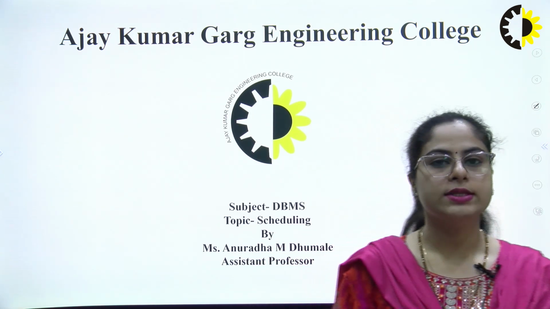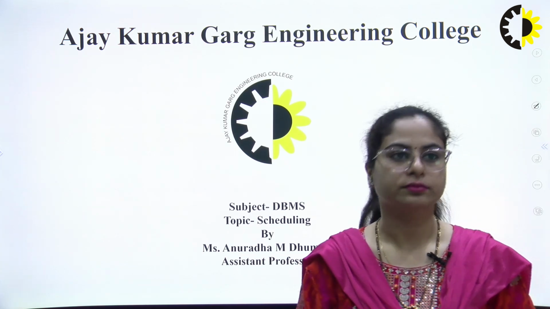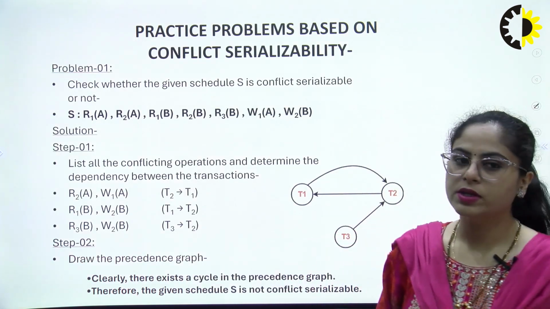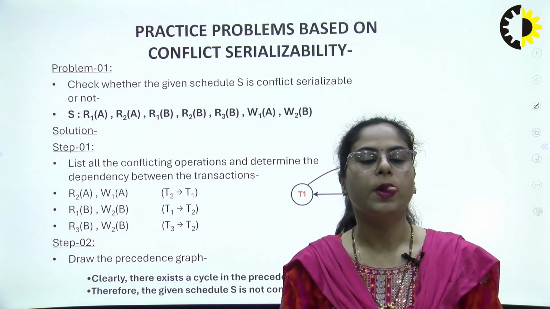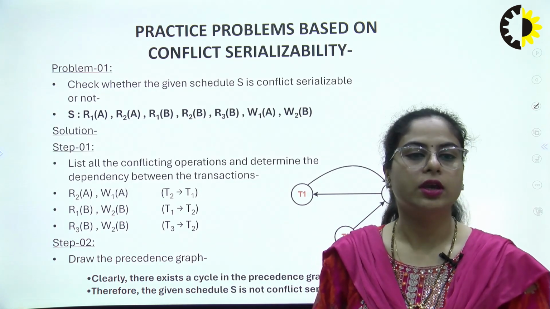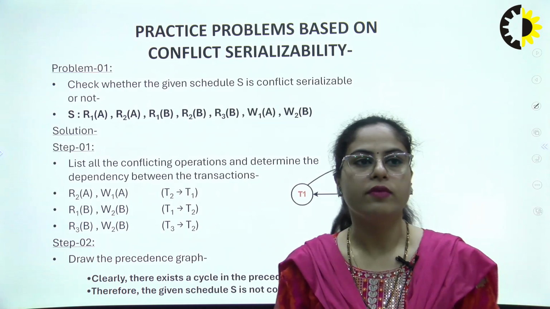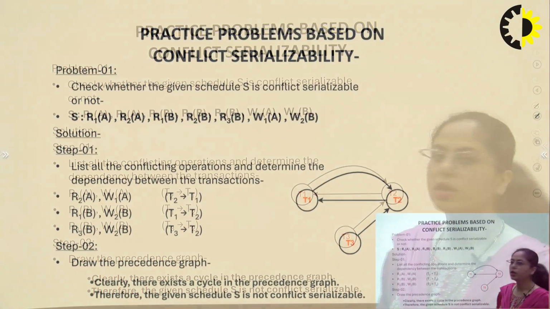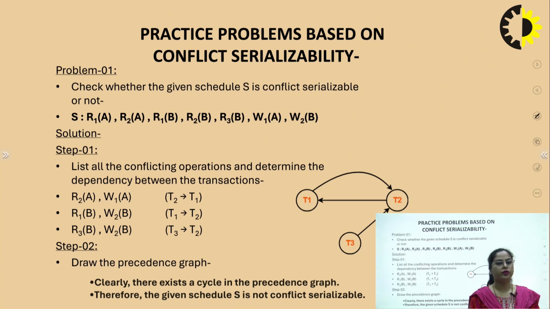Okay, so let's start with the scheduling. In the previous video, we saw what scheduling is. Now in this video we will solve an example of how to check the conflict serializability of a schedule. So here is one problem: is it conflict serializable or not?